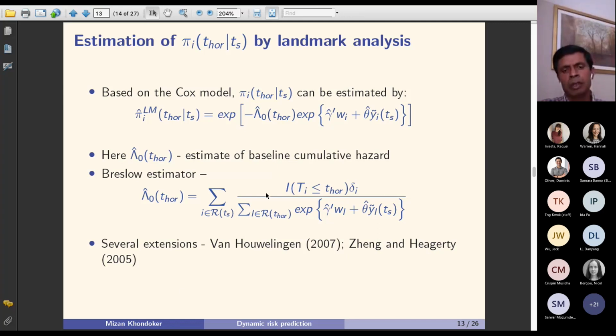There are several extensions. The method I have presented here is the basic one that uses the last observation carried forward. It is the basic way to do landmark analysis, but several extensions have been proposed as well, for example where the regression coefficient is not constant and depends on time. But I'll be presenting data for only the basic landmarking approach.